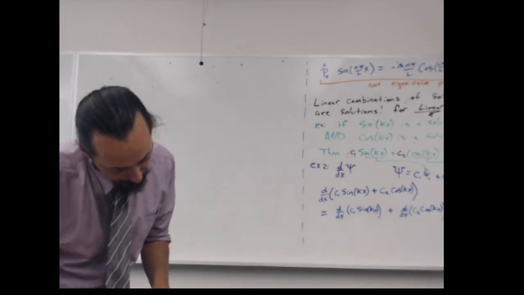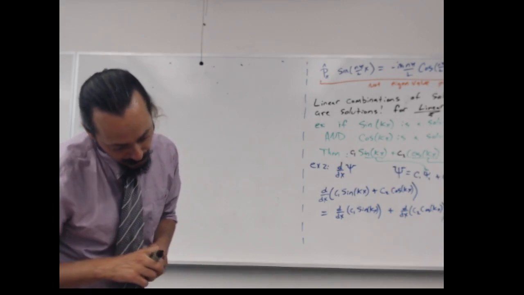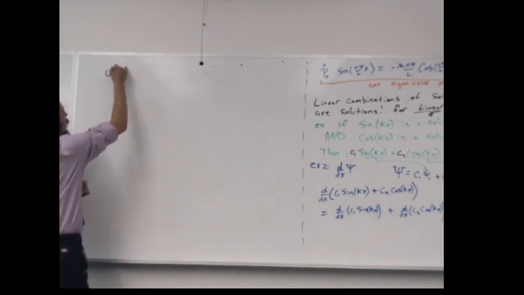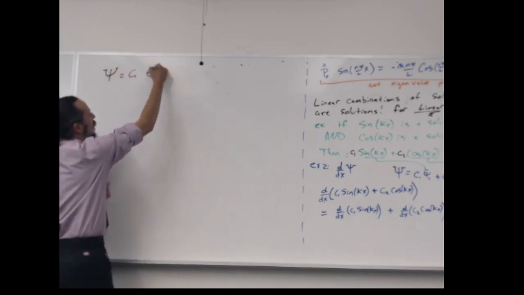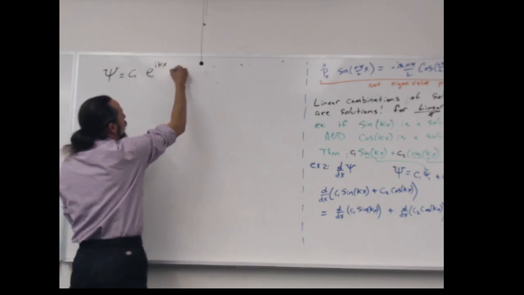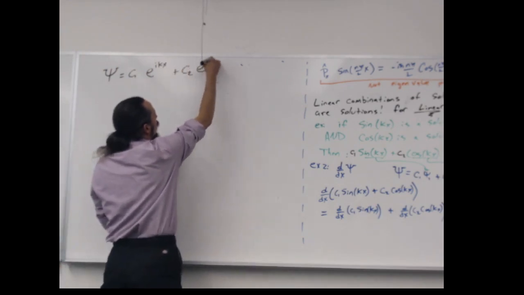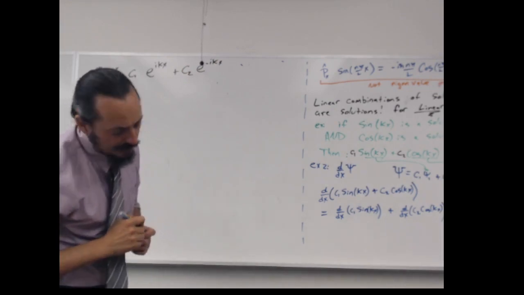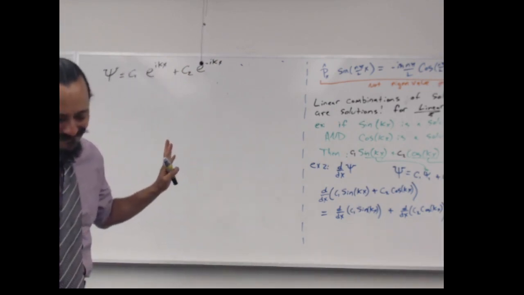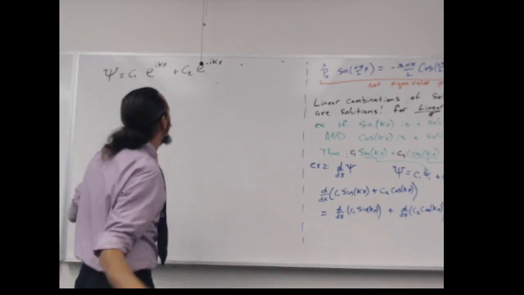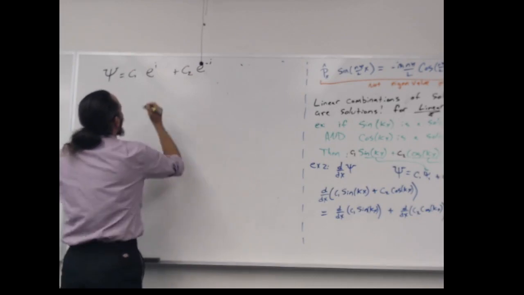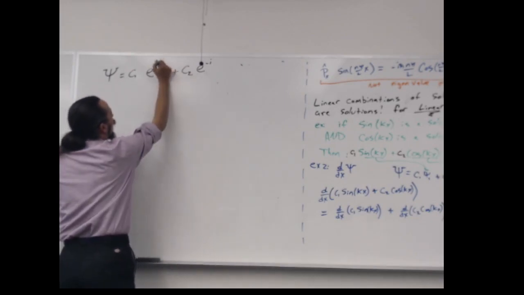But what we're going to do first is we're going to try to rewrite this. So I'm going to rewrite this as a linear combination. My psi is going to be a C1 e to the ikx plus a C2 e to the minus ikx. Let me plug in what k is for us. Right, for us, that k is n pi over L.